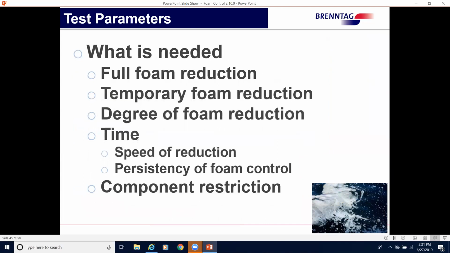So, test parameters. When you're running your tests, the important things to think about is, what outcome are you looking for? Are you looking to completely reduce the foam or only temporarily reduce it? How quickly are you looking to reduce the foam, and how persistent do you want the foam control to be? You also need to remember those component restrictions that we had touched on a little earlier. Are there any certain types of defoamers that you can't use in this particular application?